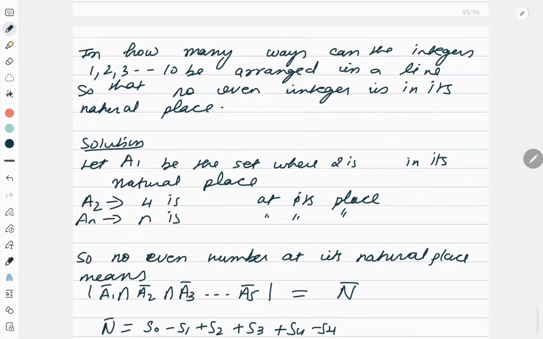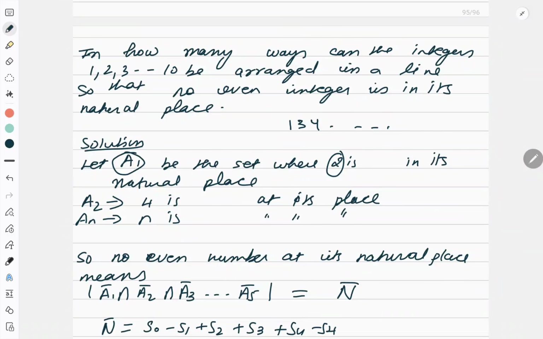In how many ways can the integers be arranged in a line so that no even integer is in its natural place? So now here I will be merging the concept of derangement as well as the concept of inclusion and exclusion. Now see, when you are arranging the first 10 numbers, when I am saying A1, I am considering a set where 2 is at its original place, 1 is at its original place, 3 is at the correct place, 4 is at the correct place, like that, and so on. So how many ways can I do it?